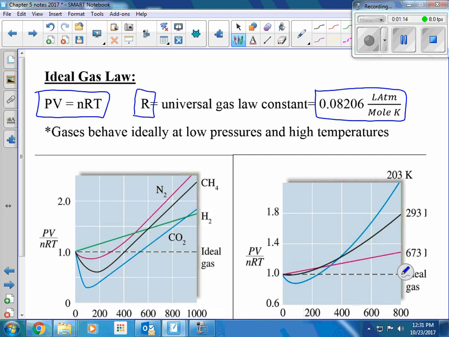We must be in liters. We must have pressure in atmospheres. We have to have our temperature in Kelvin. But what this does is it levels the playing field with all the different types of gases. So this is a really important point that I have right here.